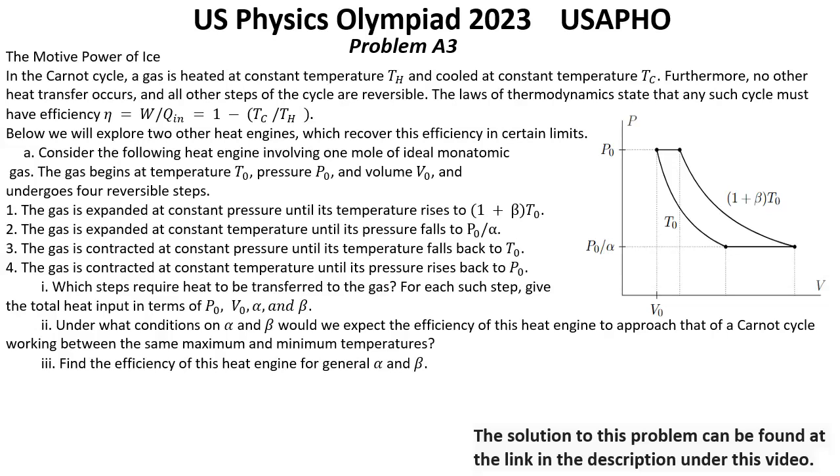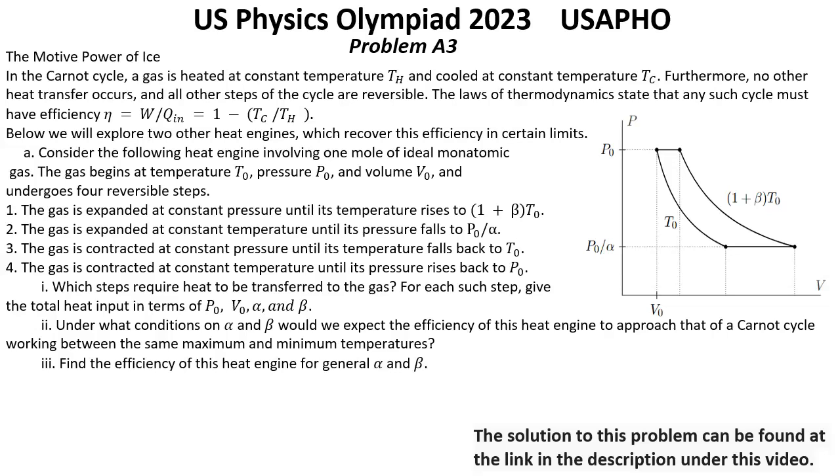The laws of thermodynamics state that any such cycle must have efficiency mu equal W over Q in, where W is work done by gas and Q in is heat input inside the cycle, which is equal to 1 minus Tc over Th. Below we will explore two other heat engines which recover this efficiency in certain limits.